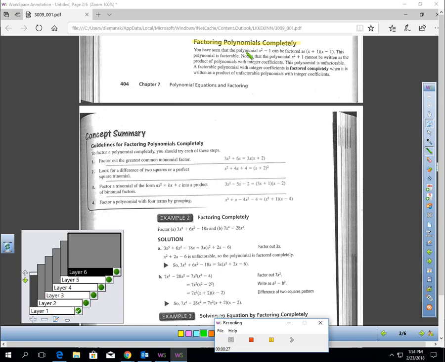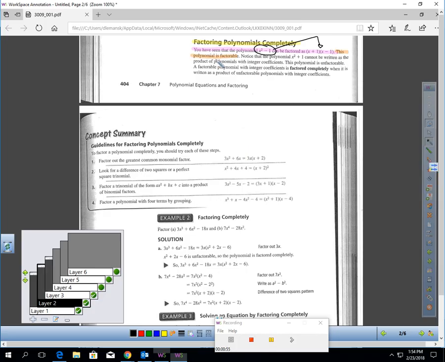I'm going to skip ahead, and I'll show you the grouping after we talk about this. I'm at the bottom of page 404. What does it mean to factor polynomials completely? You have seen that the polynomial x squared minus 1 can be factored as x plus 1 and x minus 1 for the following reason. Do you notice that is a difference of squares? So there's a little shortcut to that. That can be factored into this. This polynomial here, x squared minus 1, is considered factorable because it can be broken up into two separate factors.